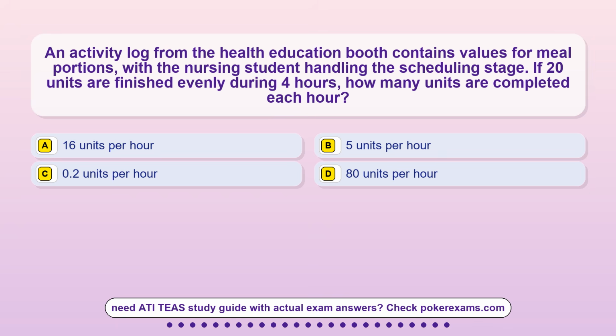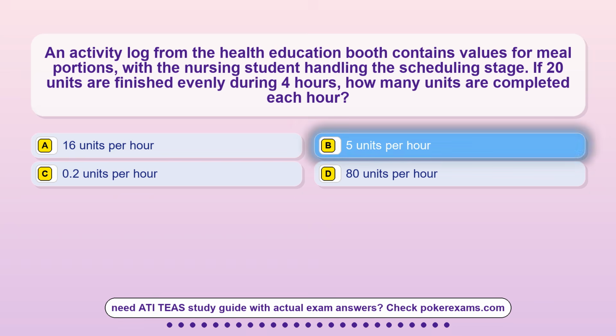Option A, 16 units per hour. Option B, 5 units per hour. Option C, 0.2 units per hour. Option D, 80 units per hour. The correct answer is option B, 5 units per hour.